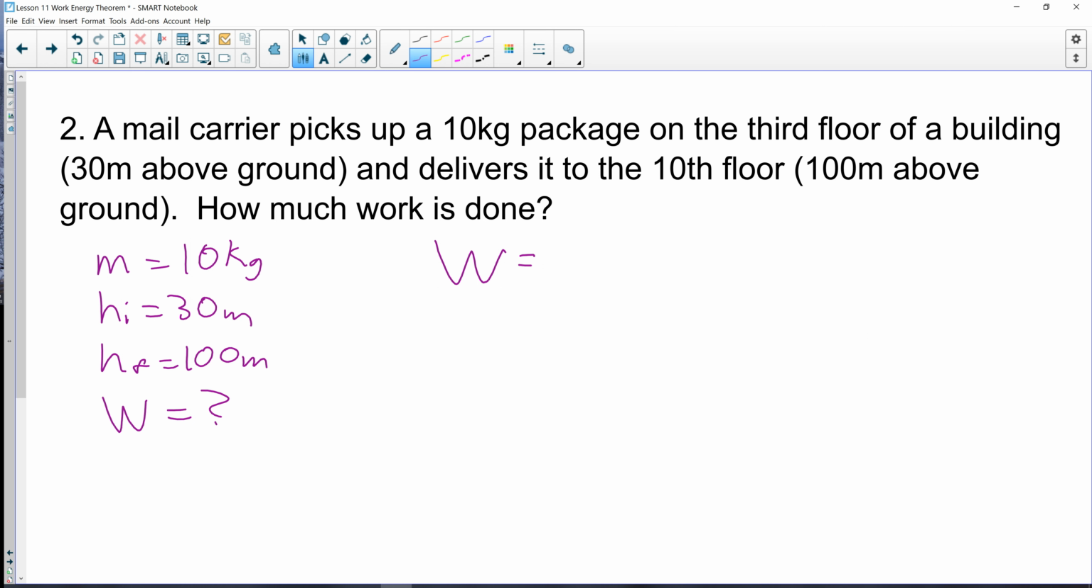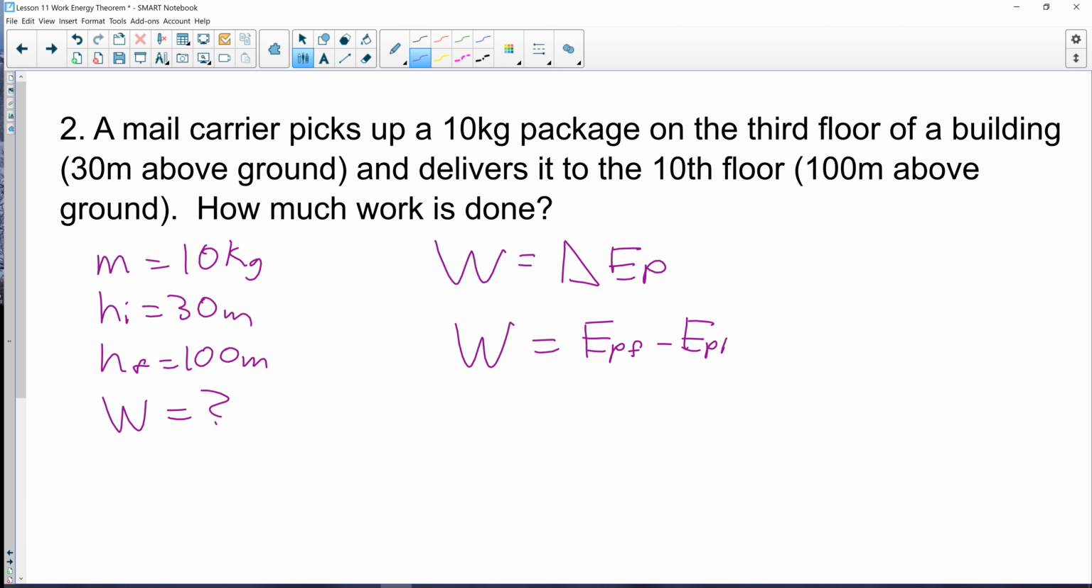Somebody go first. The potential. How do I know that? What's changing? The height. Anytime there's a change in height, then we're changing the potential energy. There are no speeds given here, so that means there's no change in kinetic energy in this question, just a change in potential energy. So that's going to mean the final potential energy minus the initial potential energy.